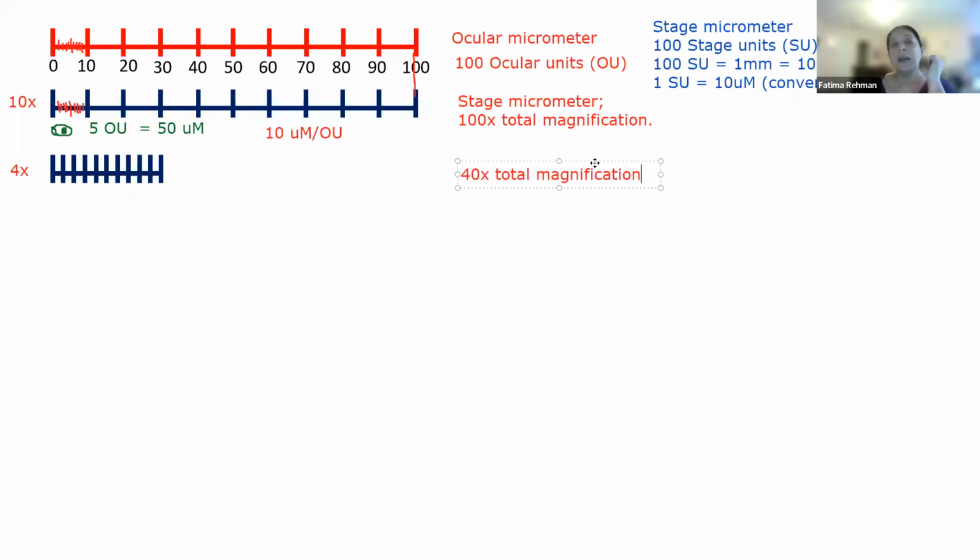So do the same thing. Which one of the two is smaller now, compared to the ocular micrometer? So right here is the ocular micrometer. This is your stage micrometer. Who is smaller?